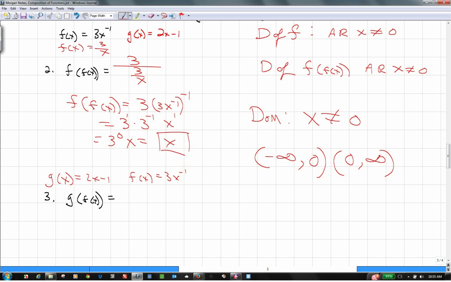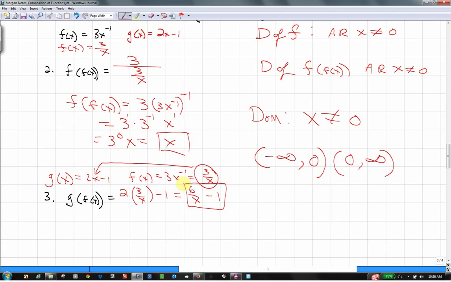So if I put f of x into g of x, that's going to look like this. Let's go ahead and rewrite it just so we can see how it's going to look. F of x is equal to 3 over x, we move the x down to the denominator. So if I put this value right here, which is f, into all the x's of g, what I would get is 2 times 3 over x, minus 1, which would be 6 all over x minus 1. So there's my composition right there.